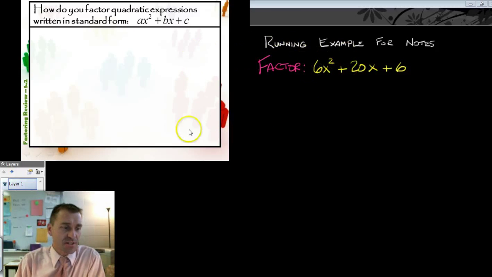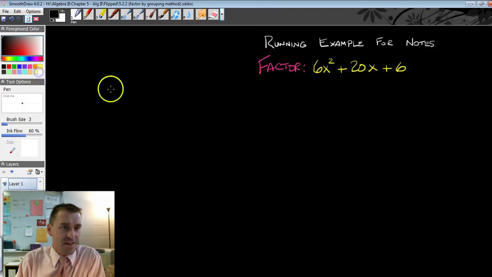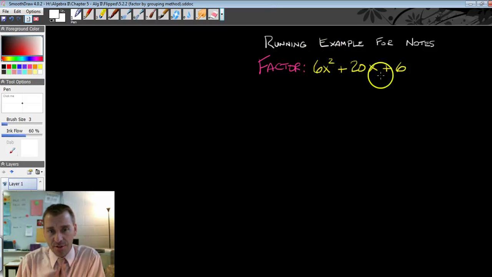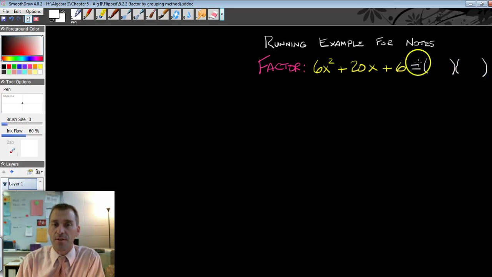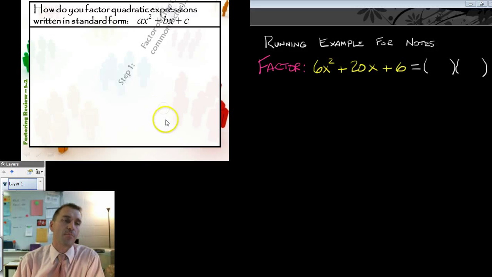Just to understand what we're doing, let me get rid of this PowerPoint for now. I'm going to take this thing, which is already in standard form, and we're going to rewrite it eventually as the product of two little binomials. Now, there might be something in front of this little parenthesis, but that's the general idea. We're going to take this goofy thing and rewrite it like that. So here we go. Step number 1.